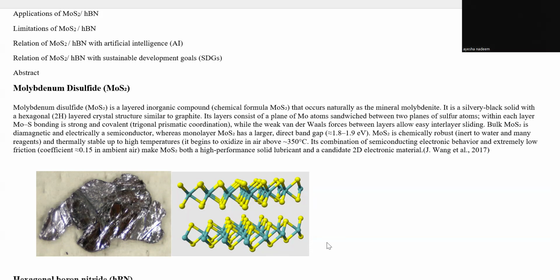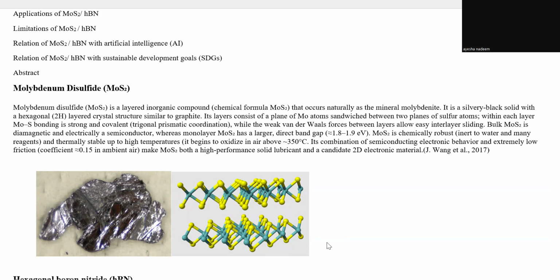Bulk MoS2 is diamagnetic, which means that it has paired electrons, and electrically a semiconductor, whereas monolayer molybdenum disulfide has a larger direct band gap, which is nearly equal to 1.8 to 1.9 electron volt.